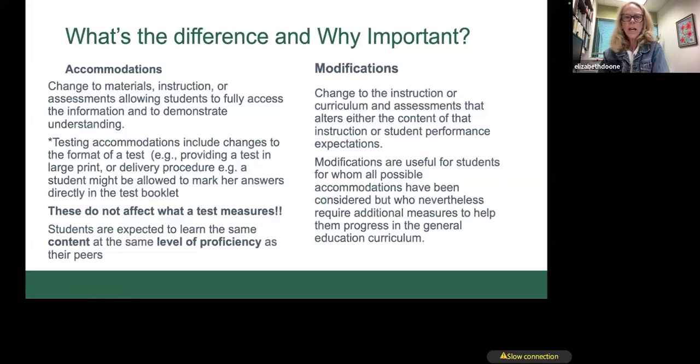Accommodations, as I mentioned, are changes to the materials, the instruction, or the assessments that we provide students, making sure that they are able to fully access the information and to demonstrate their learning. So those are what accommodations are. For example, we might provide testing accommodations, and this includes the format of a test. I can provide a test in large print to a student who has visual impairments.